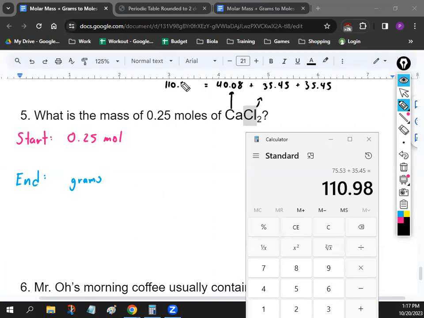Okay, and that's grams per mole. Okay. All right, so I'll pause right there. Any questions up to that point? That part's pretty easy? Okay.